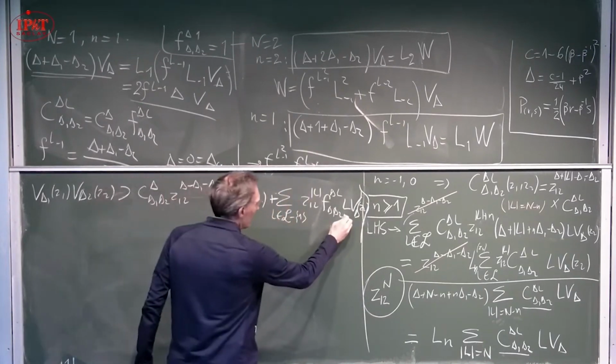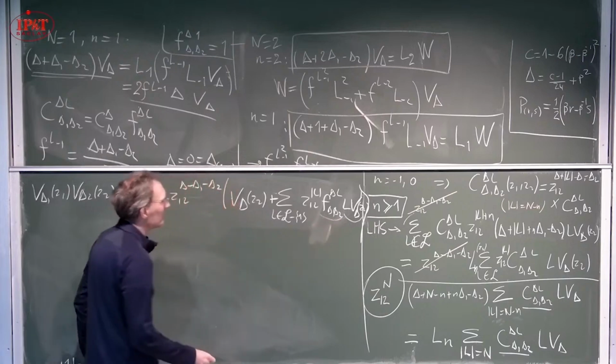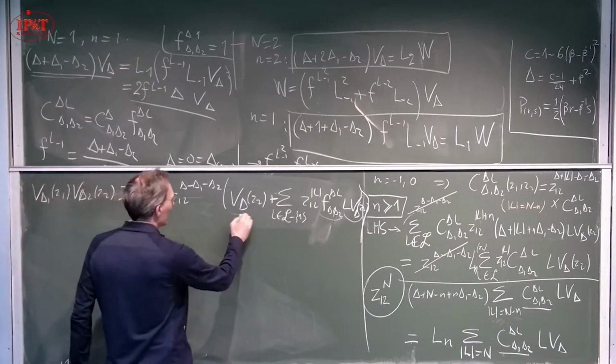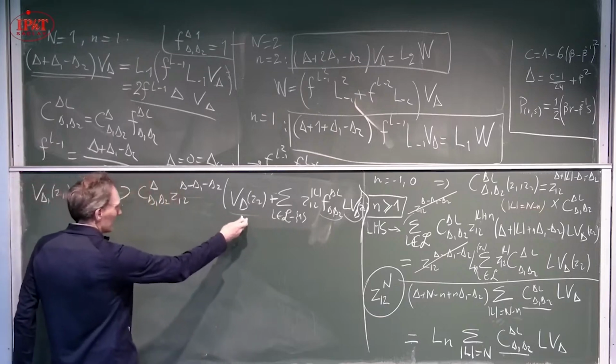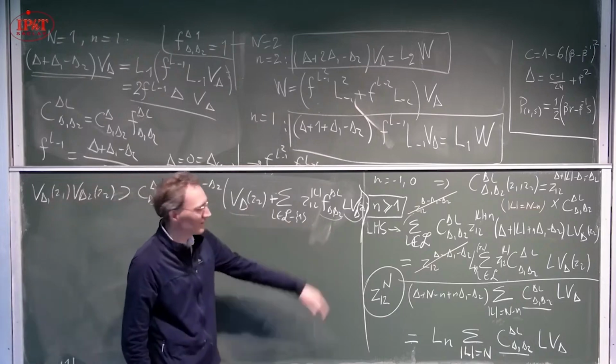So here we have this basis of descendants with some coefficients which we know. And therefore, if you know this term, if you know the primary field with its coefficient, then in principle you know all the rest.